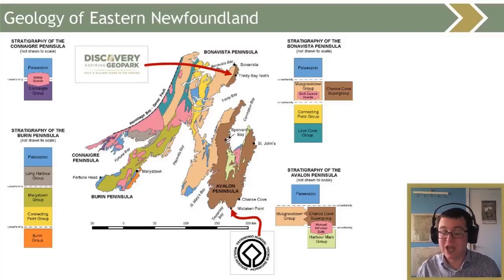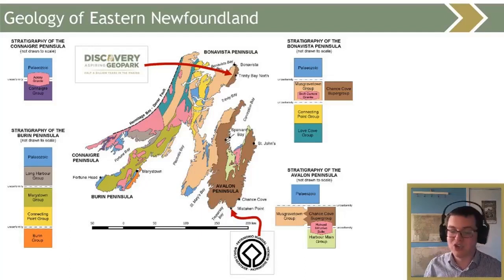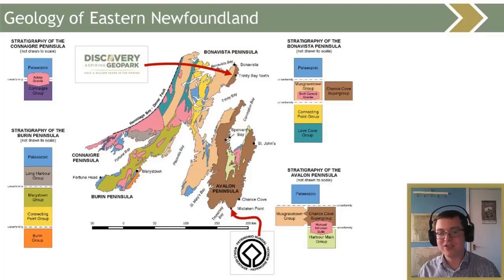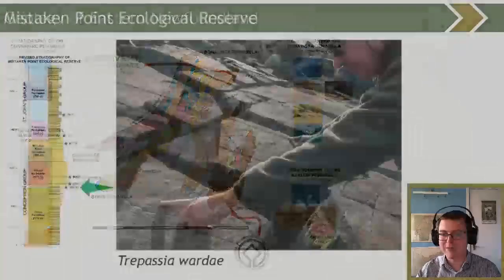And we're going to be looking at two sites today. The lower one of those with an arrow, that's the UNESCO World Heritage Convention logo. So that's Mistaken Point on the southern shore of the Avalon Peninsula. And we're also going to be talking about the Discovery Aspiring Geopark. It has its application in at the moment to become a formal UNESCO Global Geopark. Hopefully there will be a meeting later this year when it will all get approved. And they're up on the Bonavista Peninsula of Newfoundland. So these are the two sites we're going to be talking about.